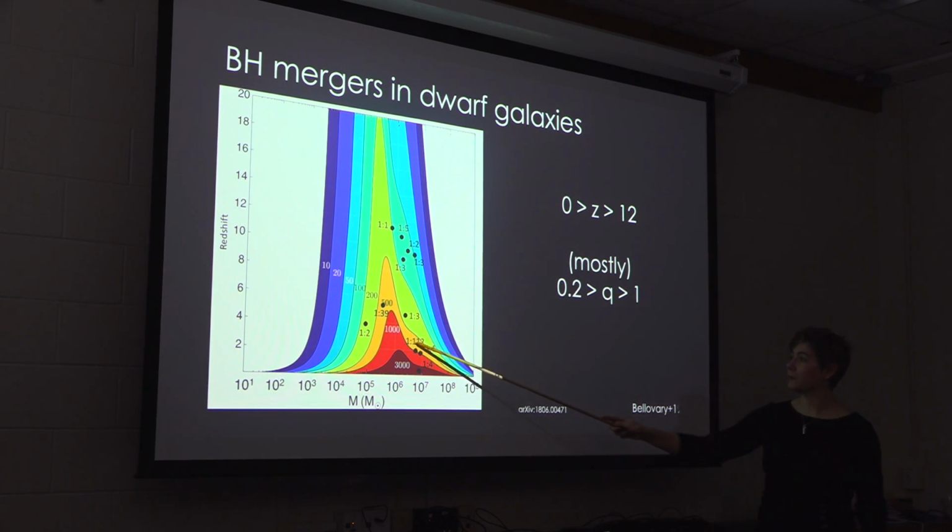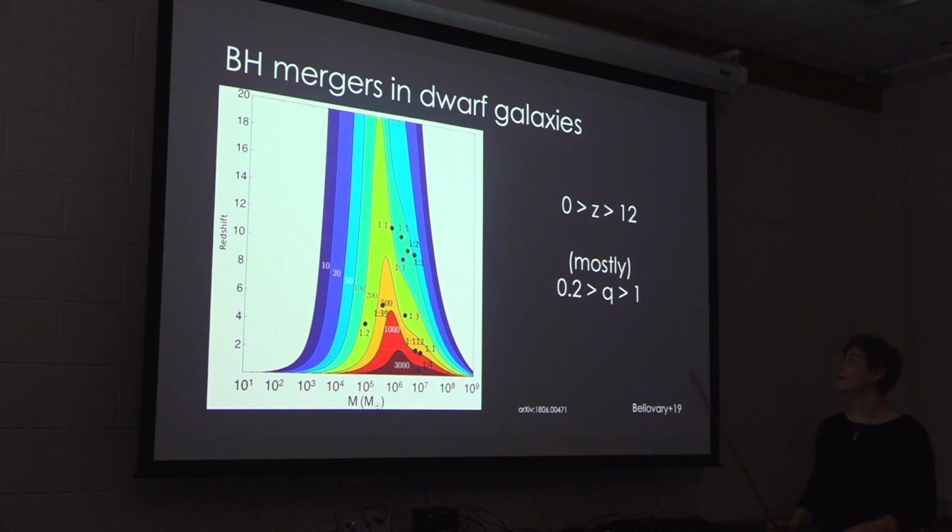You should ignore the 1 to 112 and the 1 to 39 because I can explain to you later why I think that those are not real. Those mass ratios are not real. Maybe the mergers are real, but the mass ratios are not. So most of the mass ratios are between 20% and 1 to 1.